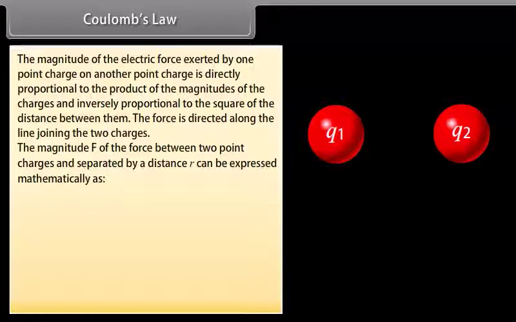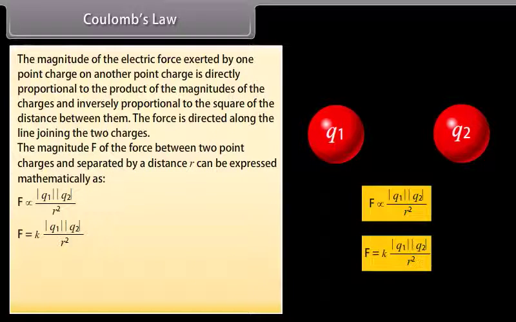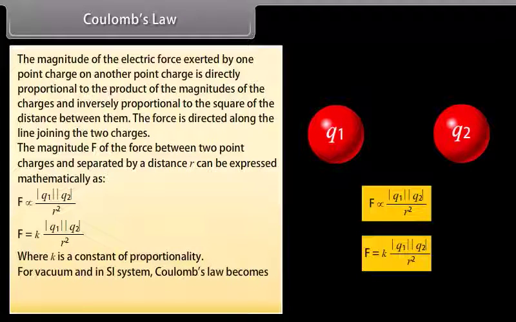The magnitude F of the force between two point charges Q1 and Q2 separated by a distance r can be expressed mathematically as F = k|Q1||Q2|/r². Here, k is a constant of proportionality. For vacuum and in SI system, Coulomb's law becomes F = (1/4πε₀)|Q1||Q2|/r².